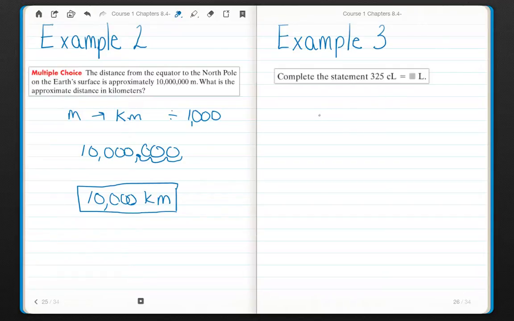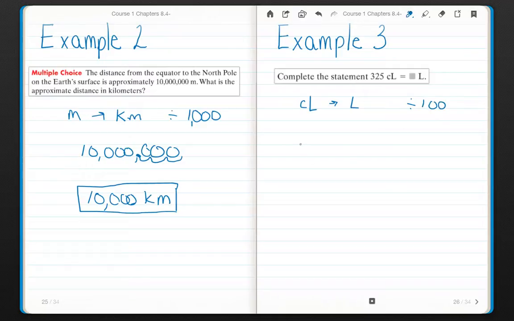All right, example 3. Complete the statement. 325 centiliters, the C stands for centi, equals how many liters? So I'm going from a small unit, centiliters, to a larger unit, liters. So I'm going to divide by 100. 325. I'm going to move the decimal 2 places to the left because I'm dividing by 100. So 325 centiliters is the same as 3.25 liters.